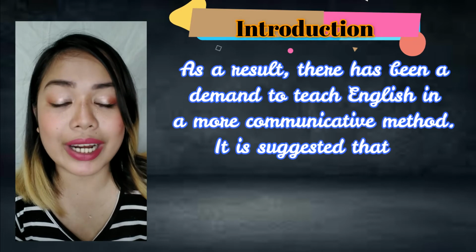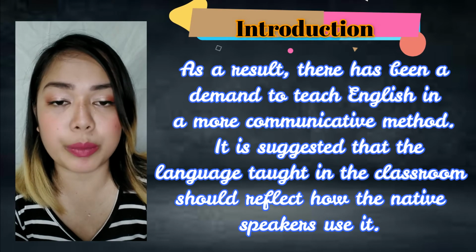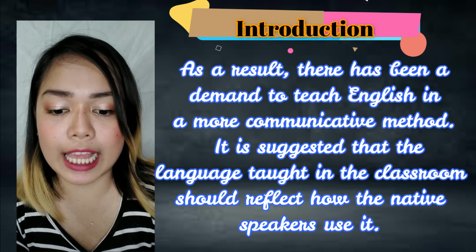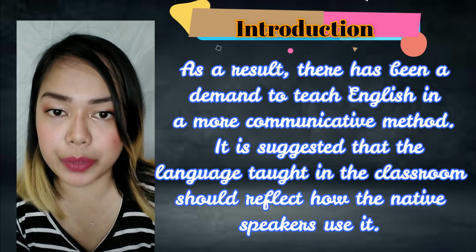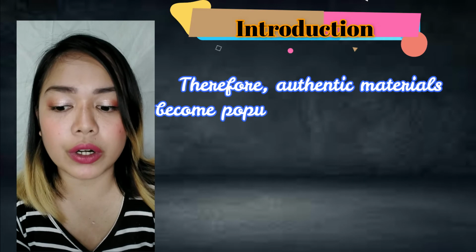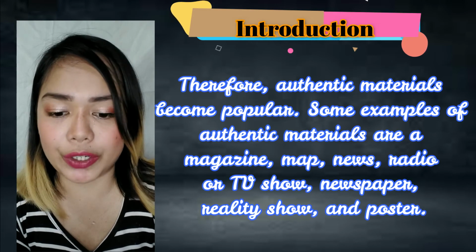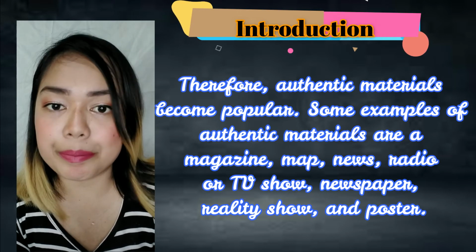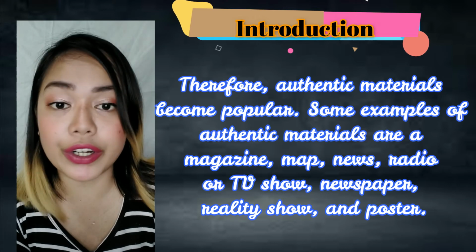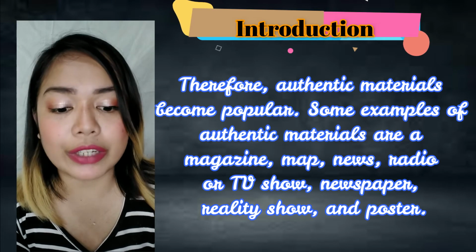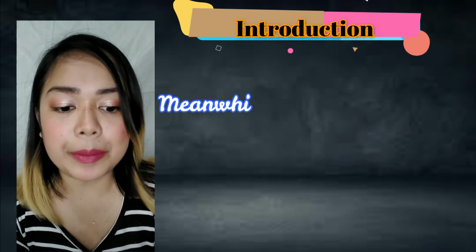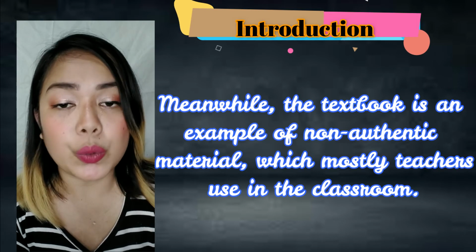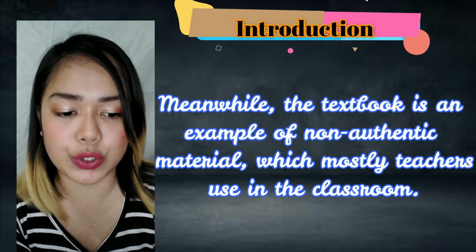As a result, there has been a demand to teach English in a more communicative method. It is suggested that the language taught in the classroom should reflect how the native speakers use it. Therefore, authentic materials become popular. Some examples of authentic materials are magazine, map, news, radio or TV show, newspaper, reality show, and poster. Meanwhile, the textbook is an example of non-authentic material, which is mostly used in the classroom.